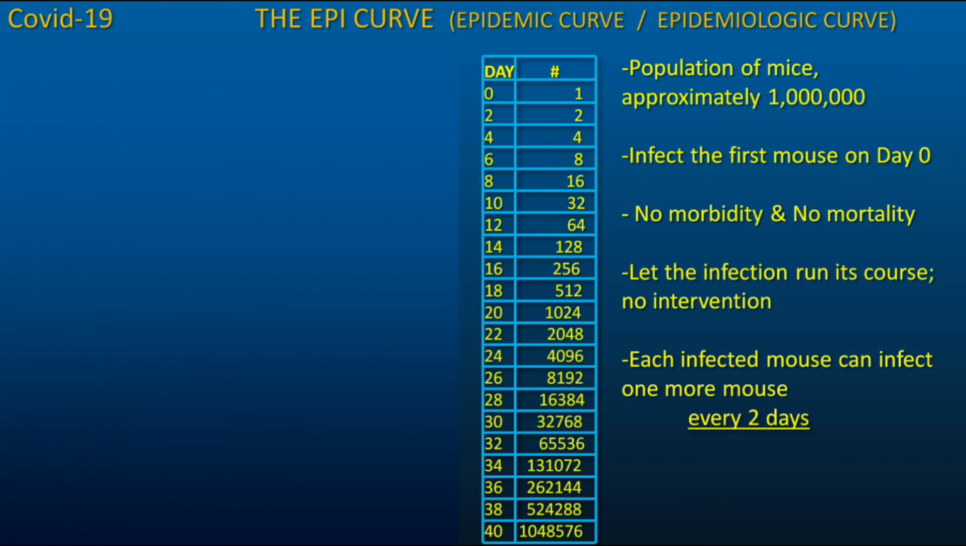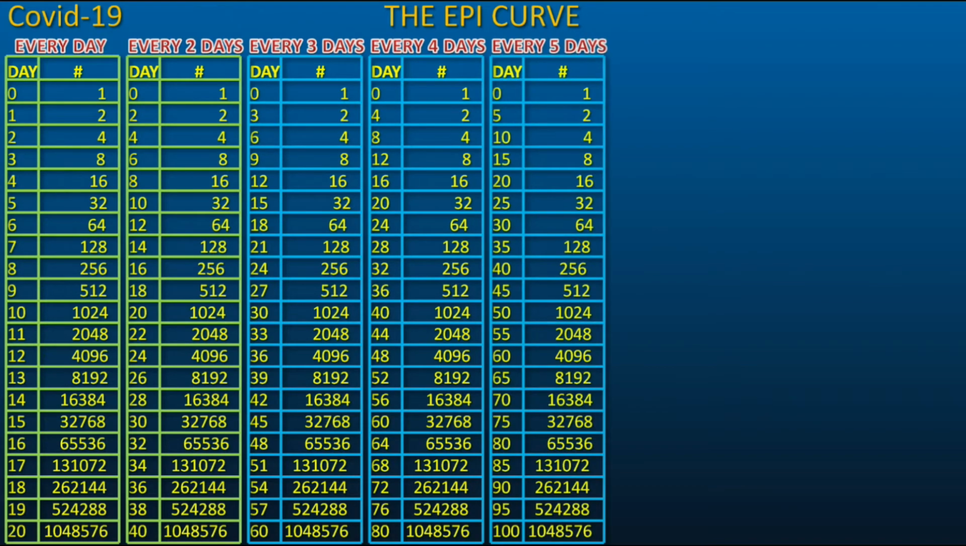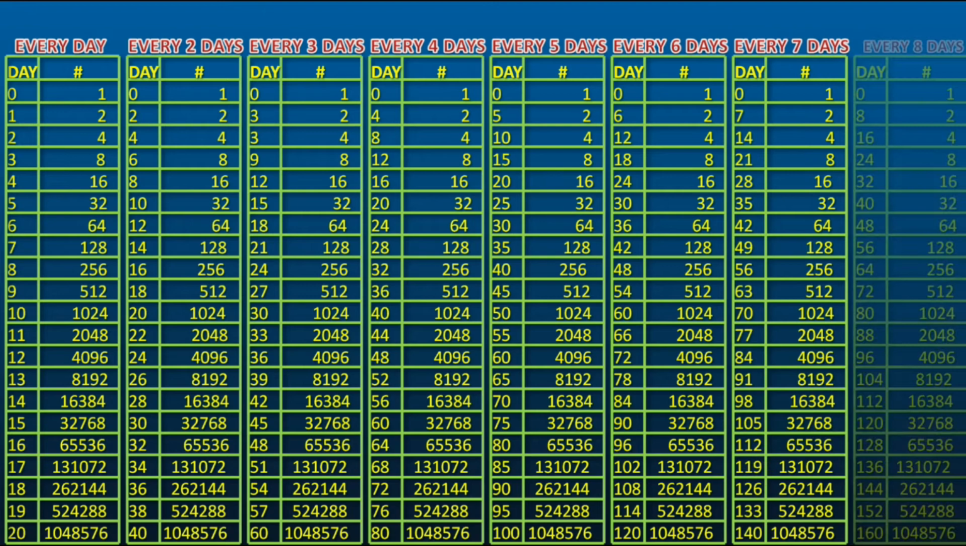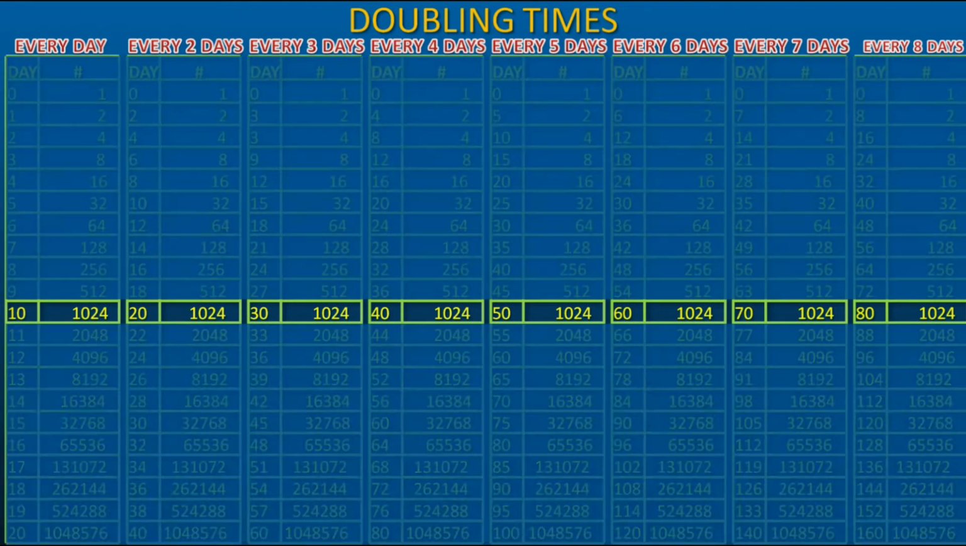If we keep running the same experiment, but only changing the number of days until another mouse can be infected, then we will have the following charts which range from every day to every 8 days. These charts reflect the doubling times or doubling rates in each of our experiments. From the far left of doubling every day, moving to the next one of doubling every 2 days, and then doubling every 3 days, and so on until the last one on the right at the doubling rate of every 8 days.